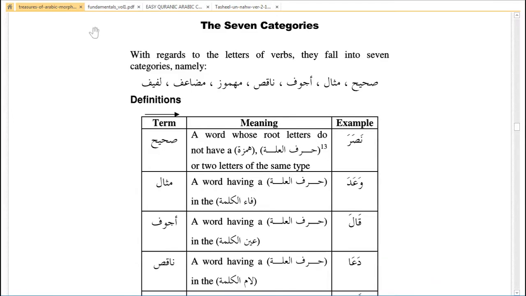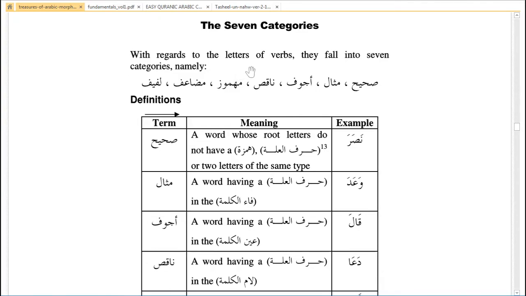Lesson 46. In this lesson, we will be learning some categories of verb. With regards to the letters of verbs, they fall into 7 categories.